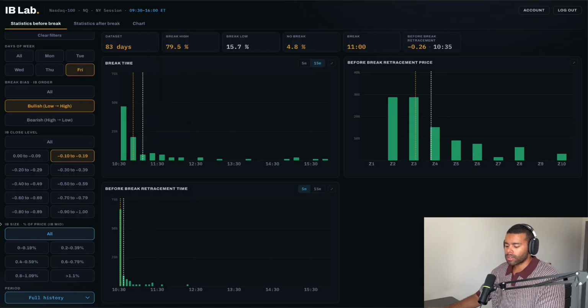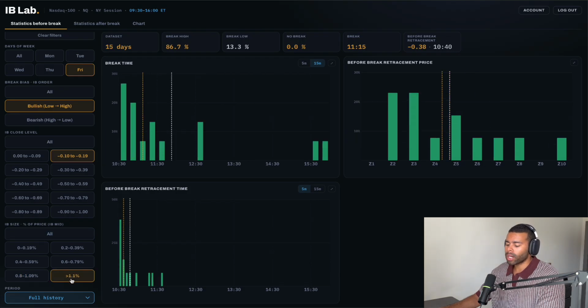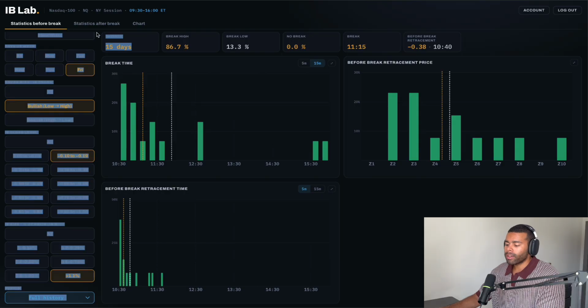And you can see that you can filter based on these filters as well. But what I want to say also here, if we click on, let's say the percentage was 1.1 and higher, we only have 15 data points.